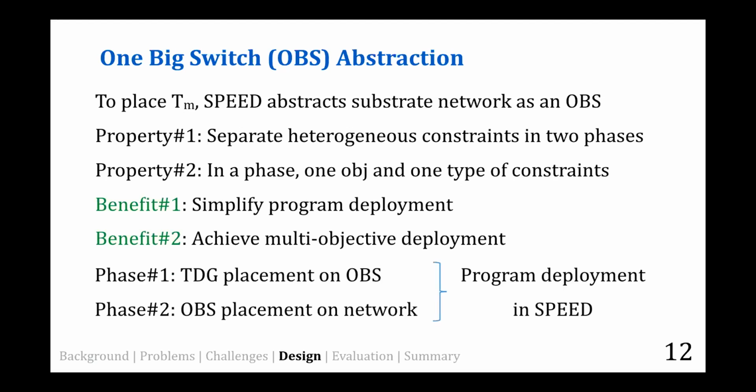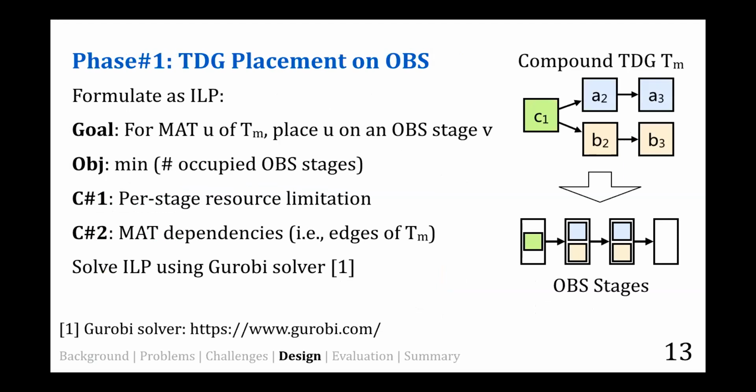Specifically, the two phases of program deployment in SPEED are TDG placement on OBS and OBS placement on network. We introduce each phase in what follows. The first phase is used to place the compound TDG TM on OBS. We formulate this phase as an ILP program. Specifically, our goal is that for each MAT U of TM, we only need to find an OBS stage V to place U. The optimization objective is set to minimize the number of occupied OBS stages so as to achieve resource efficiency. Moreover, this phase is restricted by two types of constraints: per-stage resource limitation and MAT dependencies. We solve the ILP problem using Gurobi.